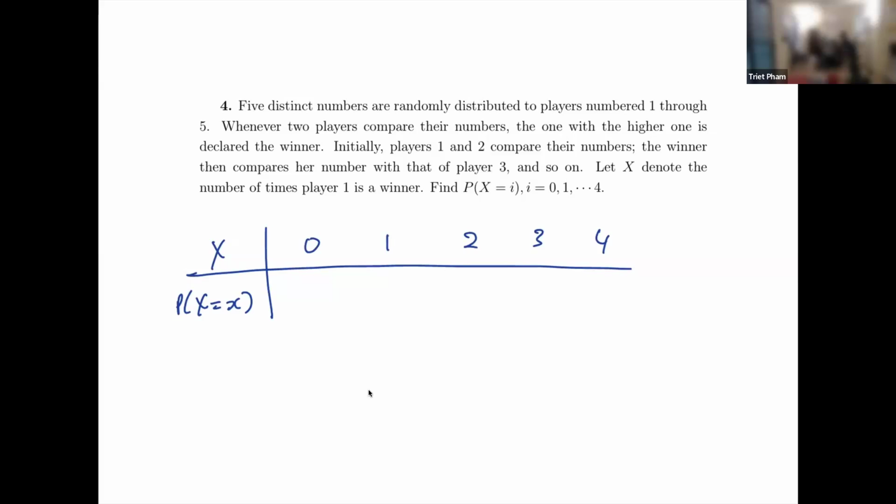What does X equal to 0 mean? It means player 1 compared with player number 2, the number of player 1 will be less than the number of player 2. What's the probability of that?